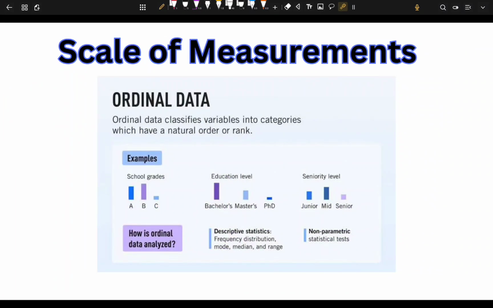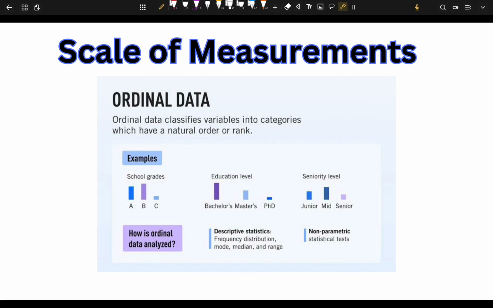Ordinal data classifies variables into categories which have a natural order or rank. Examples are school grades, educational level, and seniority level. So, paano natin ina-analyze yung mga ganitong ordinal data? Dito, we have the frequency distribution. Ibig sabihin ng frequency distribution, gaano kadalas? Kasi frequency pertains sa number ng mga respondents po natin.